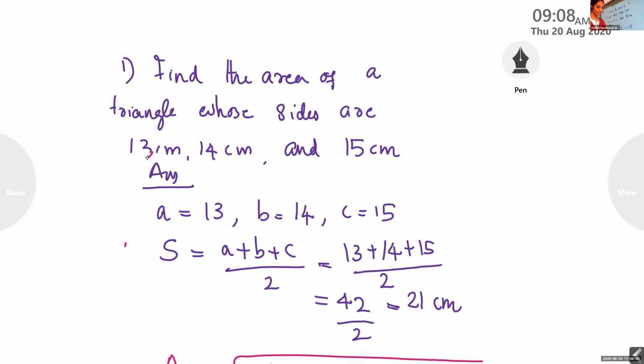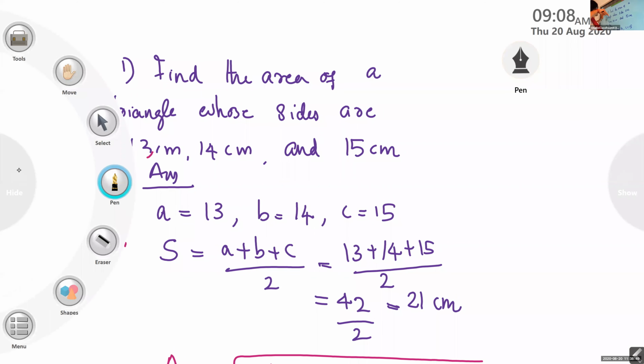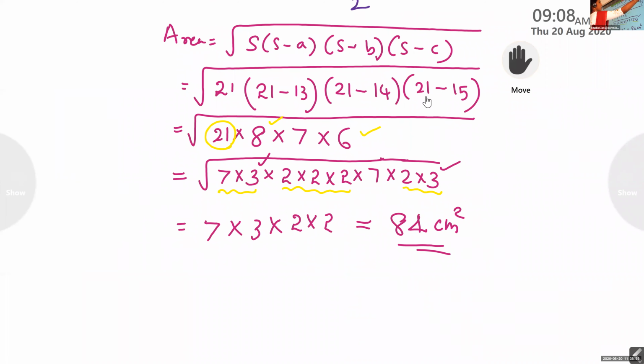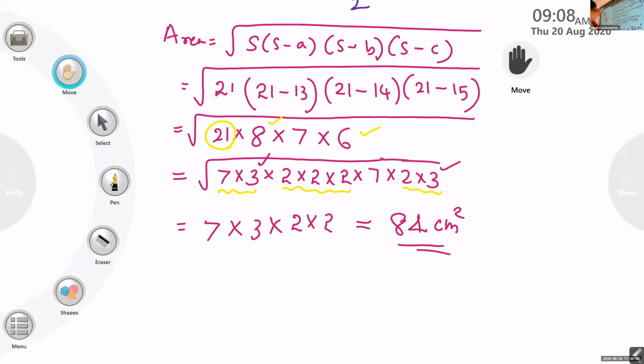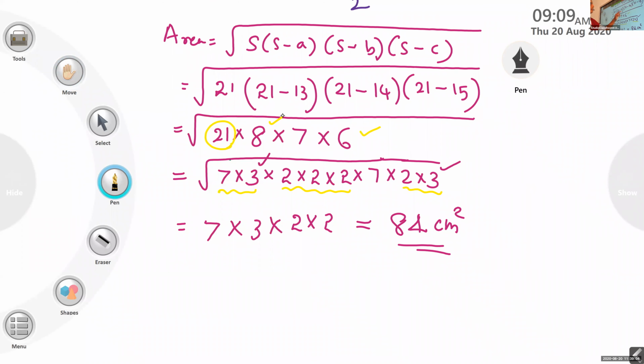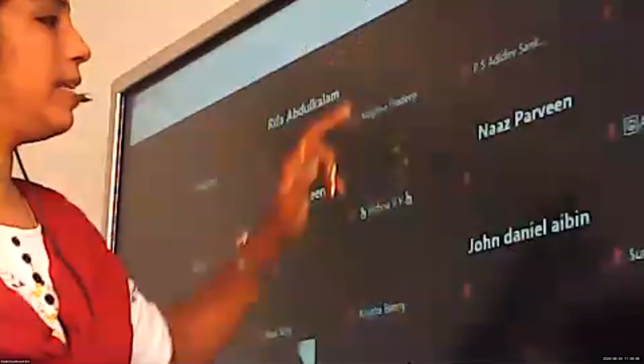Okay, children? Okay, did you write it? Yes. Okay. So what is the answer? 84 centimeters square. Did you understand? Yes. Is it easy to do?